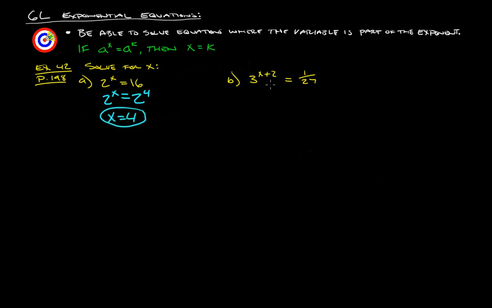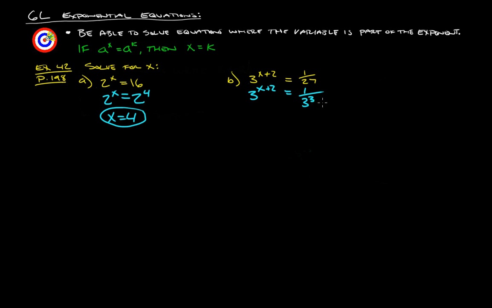Okay. Same idea over here. We want to look at the base numbers. And again, you don't have to look at this base number as 1 over 27. Just look at the 27 and say, hey, wait, 27 is an actual power of 3. So this is 3 to the x plus 2. And then 1 over 27 is 1 over 3 cubed.